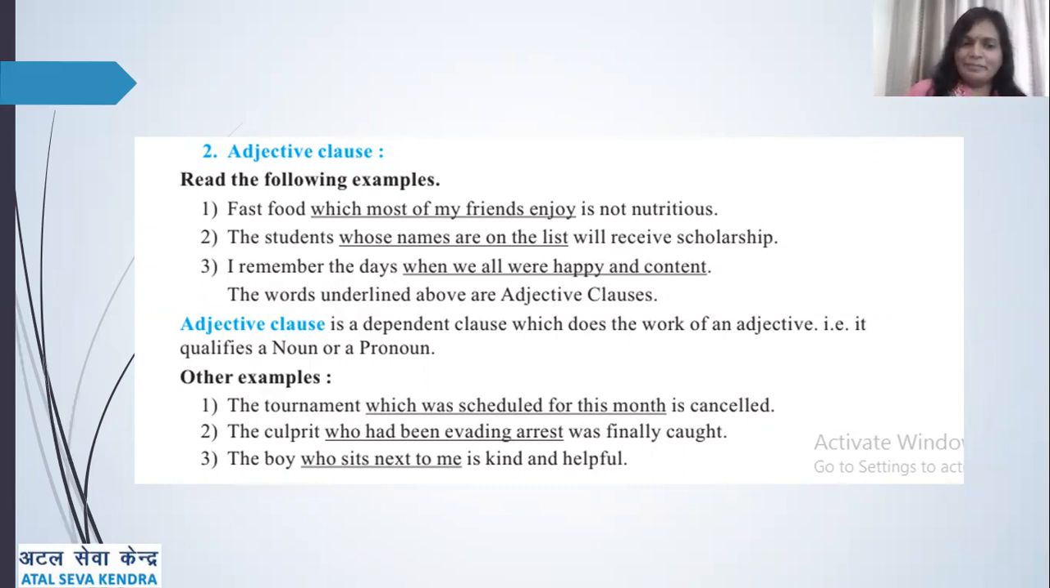Other examples. The tournament which was scheduled for this month is cancelled. Which was scheduled for this month? Which tournament? Which was scheduled for this month, telling us more about the tournament. The culprit who had been evading arrest was finally caught. Which are the group of words telling us more about the noun, the culprit? Who had been evading arrest.